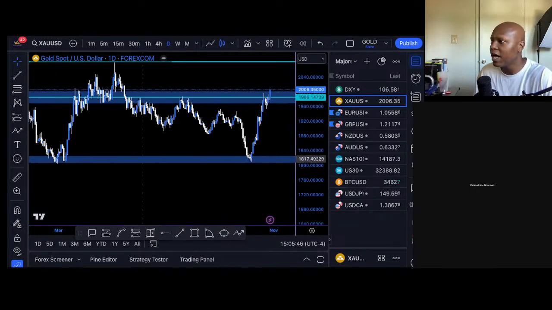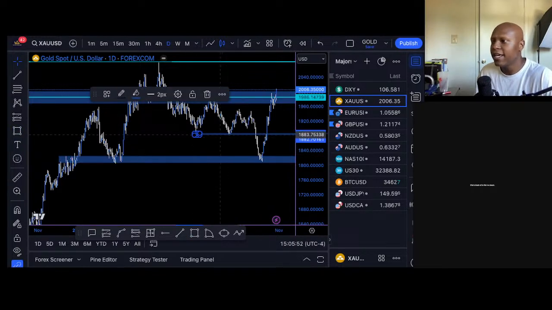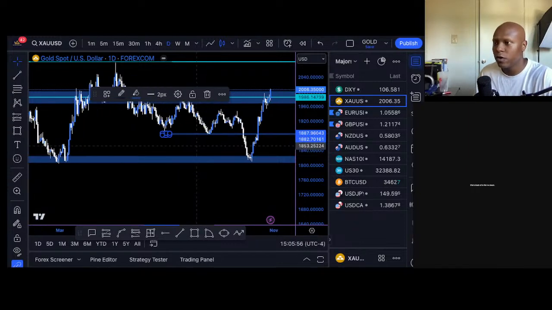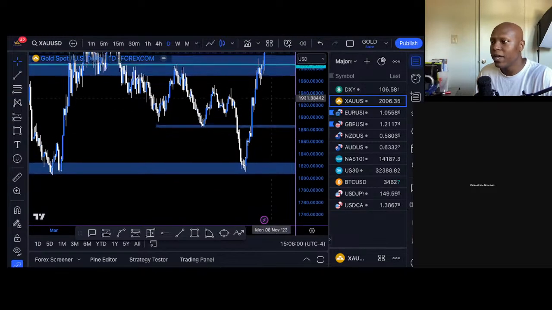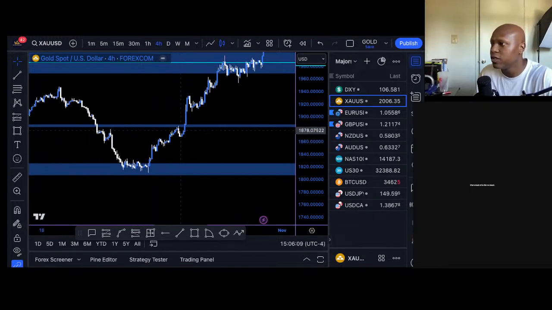What we were anticipating after that was a corrective structure to at least 1884. That's where we took profits on the first trade that we took for gold. We closed at 1884. When gold tapped into 1884, CPI news had released. We got a corrective structure on the 4-hour time frame.